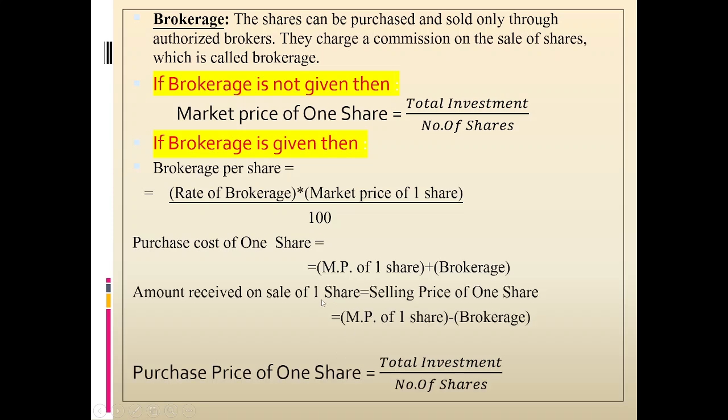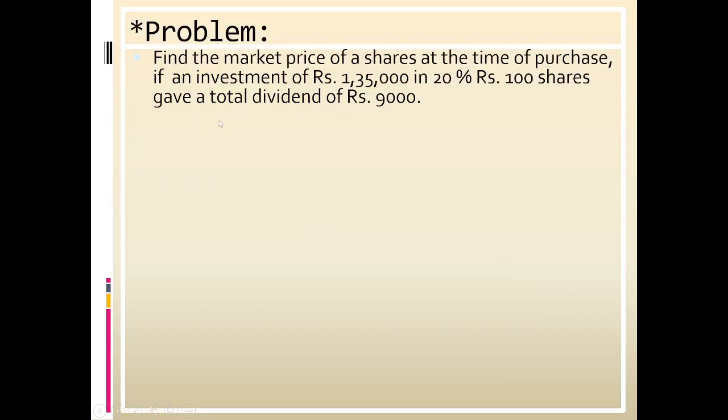Then the selling price of one share, or amount received after selling one share, is equal to market price of one share minus brokerage. Now if brokerage is given, then the purchase price of one share is nothing but total investment upon number of shares. Now take a problem.